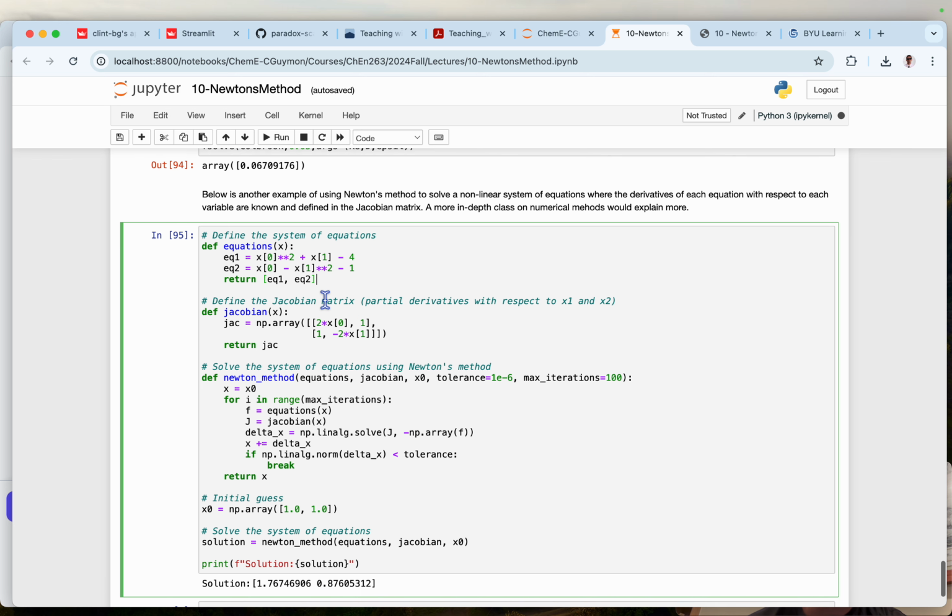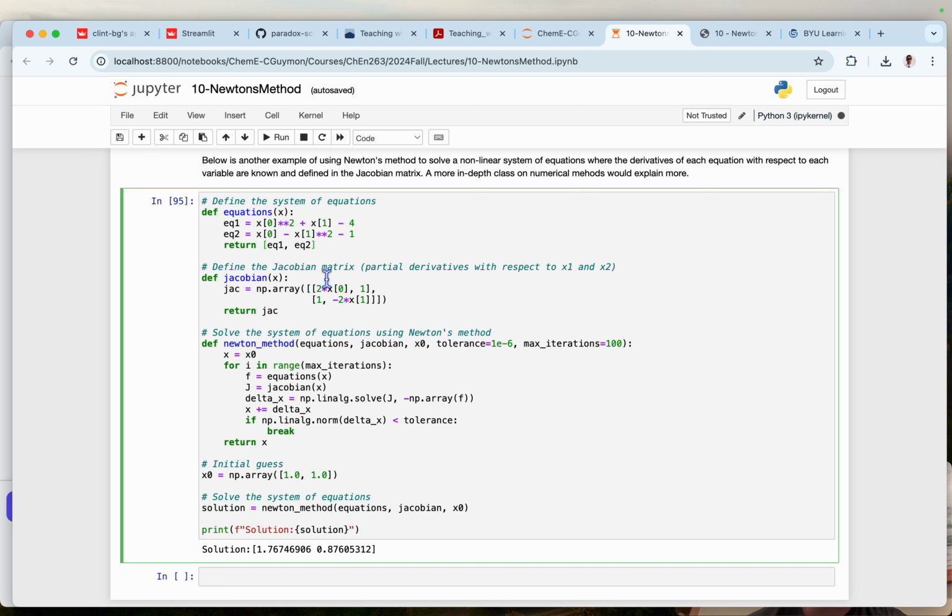And then I need my Jacobian matrix. So my Jacobian matrix is the derivative of the first equation with respect to the first variable. That happens to be 2x0. And then on the same row, the derivative of the first equation with respect to the second variable, which happens to be 1. And then for the next row, the second equation, derivative with respect to the first, which is 1, and then the derivative with respect to the second, which is minus 2x1 right there. That's your Jacobian matrix.